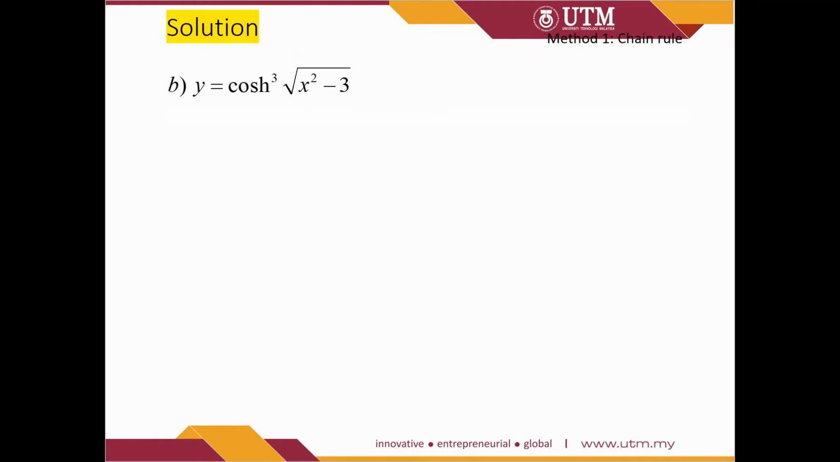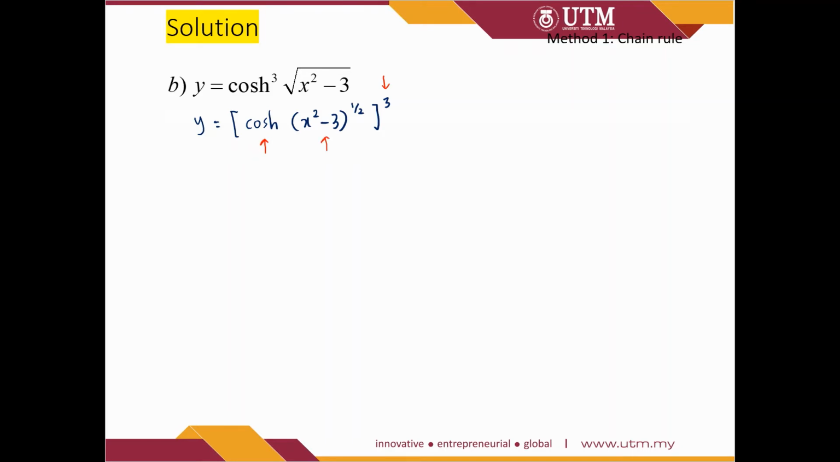Okay, moving to the next question. Here we have y equals cosh cubed of the square root of x squared minus 3. Now I'll rewrite this into this form. So here we have (x squared minus 3) to the power of half, and cosh to the power of 3. So here we have three functions. The first one is this one, the second one is this one, and the third one is this one.